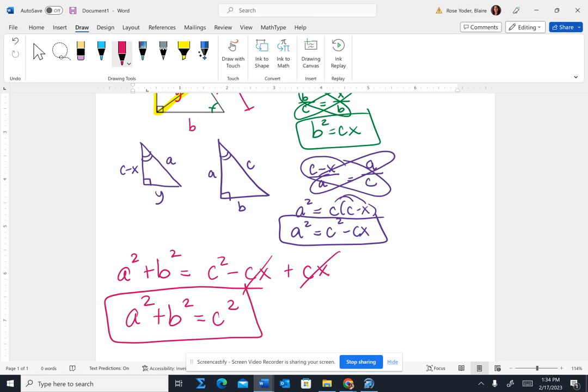Feel free to Google and look for all sorts of proofs. There's algebraic ones, there's visual ones, geometric ones. There's even a president of the United States that came up with a proof. So let me know if you find any good ones.